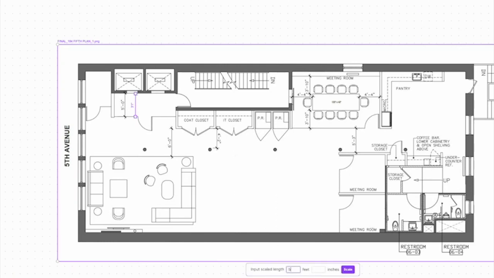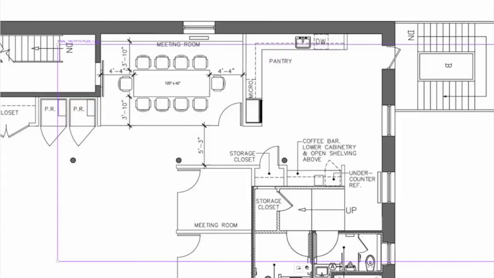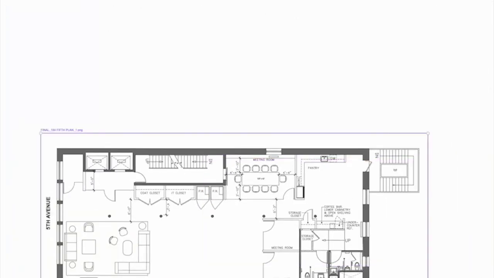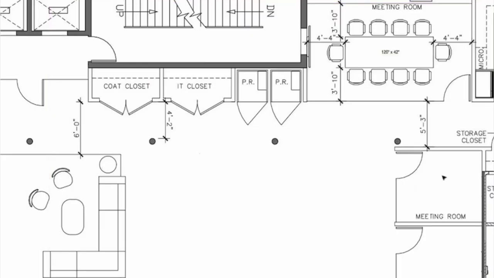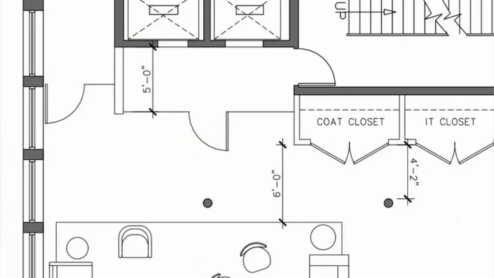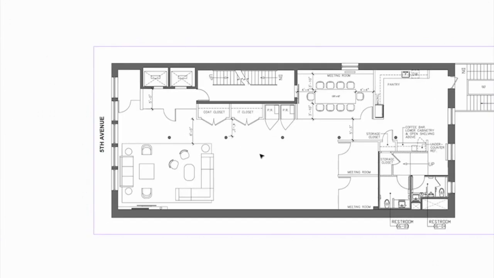Then I'm going to input the scaled length. For example, the scaled dimension needs to be 5 feet and 0 inches. The floor plan will automatically scale to that dimension once I click the scale button. If you're working with a floor plan that doesn't have any dimensions called out, then I usually use a standard doorway as my reference and set the scale to 3 feet 0 inches.